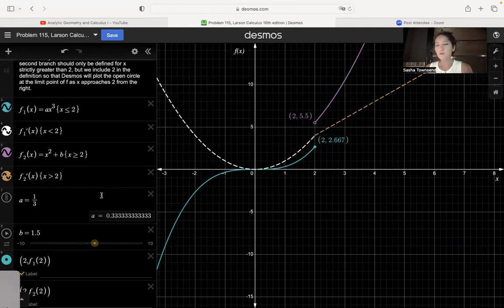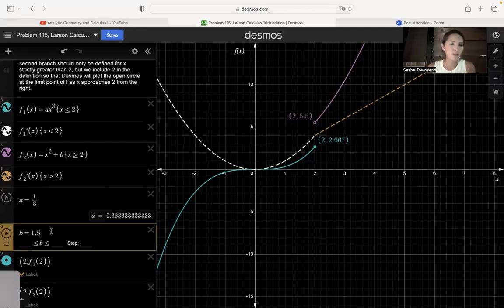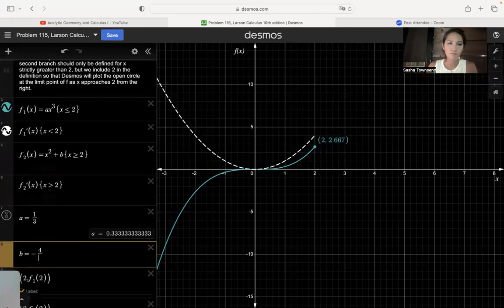But we also want the limit from the right to equal that. And the limit from the right is, well, it's the derivative of this, which is 2x. Or not, excuse me, it's not the derivative. The limit from the right is the limit of this function as x approaches 2. So we're going to have 2 squared plus b, so it's 4 plus b. And then we want to figure out what b is. So we subtract that 4 from both sides to get b by itself, and we found that b would have to be negative 4/3.